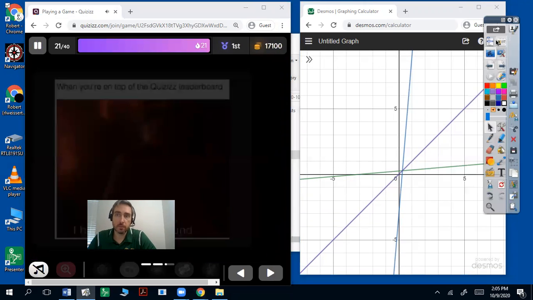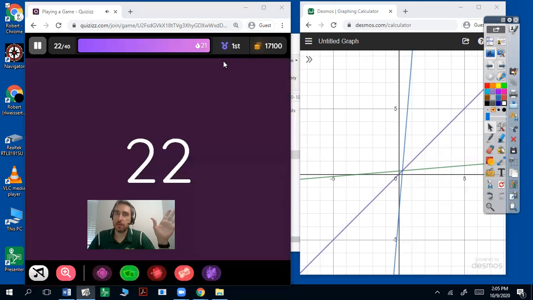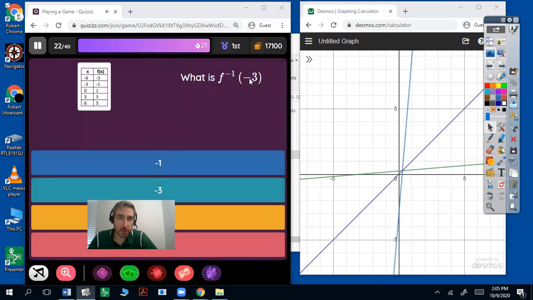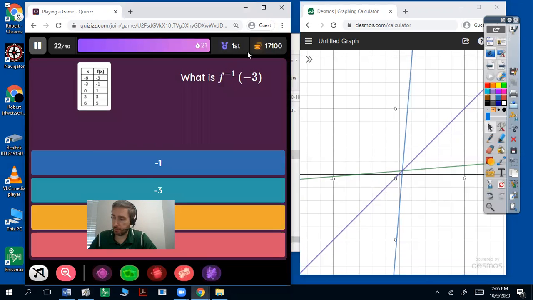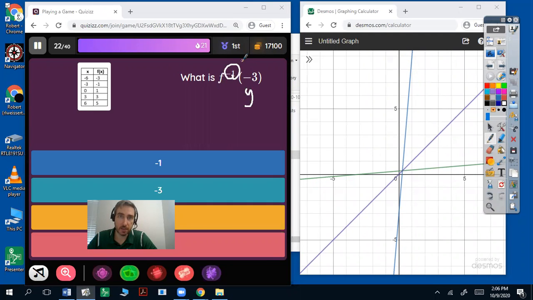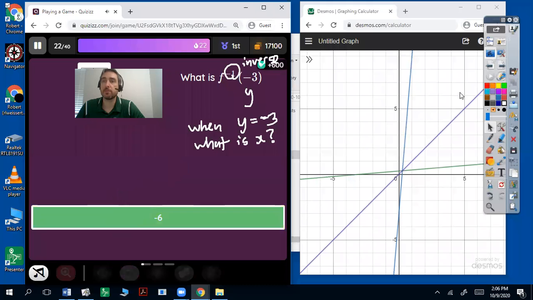All right, next question. What is f inverse of negative 3? So f inverse of negative 3 means that this negative 3 is not an x value, it's a y value, because that means inverse. So when y equals negative 3, what is x? That really is what this question's saying. When y equals negative 3, what is x? And you can see that's going to be negative 6. So negative 6 will be your answer.